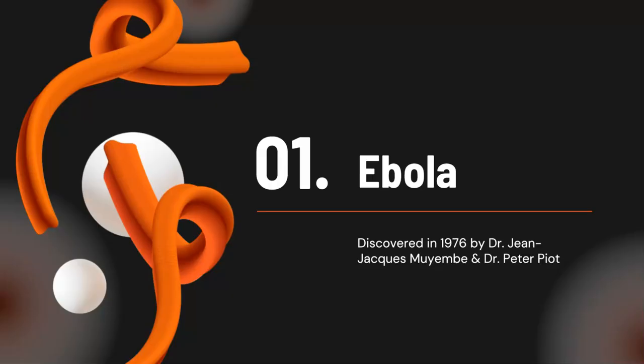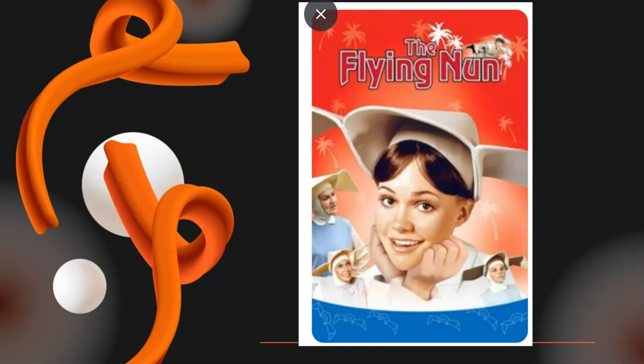Ebola was first discovered by Dr. John Jacques Muyembe and Dr. Peter Piot. It was discovered in the sub-Saharan African region, and it was named for the river where it was found, which is the Ebola River, and it was found at what was then known as Zaire. It was actually found in a nun who had come down with a disease, and he flew her to another country that had the ability to test for the virus, and so that's the little nod to the flying nun.